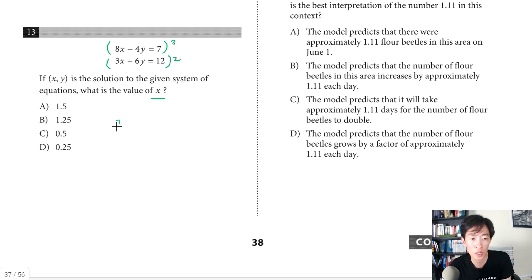This is going to give us 24x minus 12y equals 21. Second equation becomes 6x plus 12y equals 24. Add them both together, we get 30x, the 12y's drop out, equals 45. Divide both sides by 30, that becomes 45 over 30, which is the same as 3 over 2, or 1.5, and so the answer is going to be A.